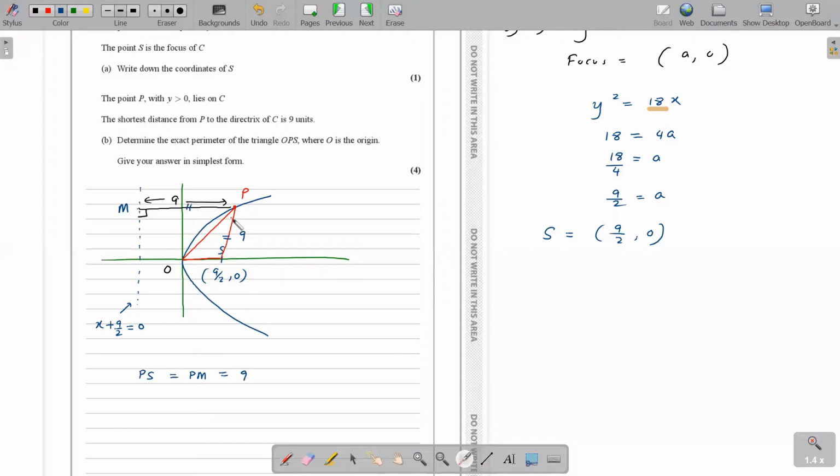How do I get the OP distance? To get the OP distance, do you realize I need to actually know the P coordinate? How can we get the P coordinate? First of all, you need to get the x coordinate of P. Can you tell me what's the x coordinate of P? How do you get the x coordinate of P? Now you can see here the horizontal distance MP is 9 units, right? How do I get the coordinates of P?